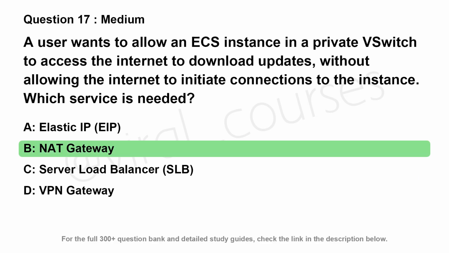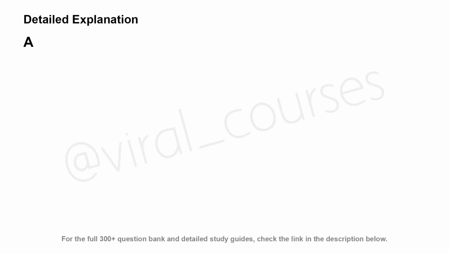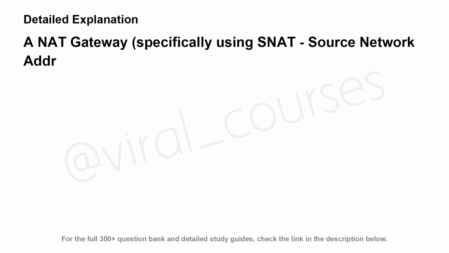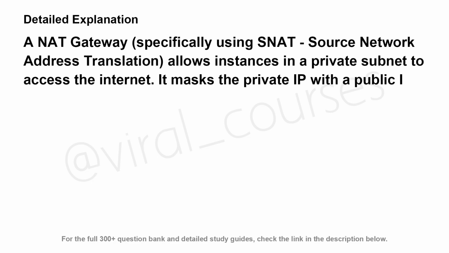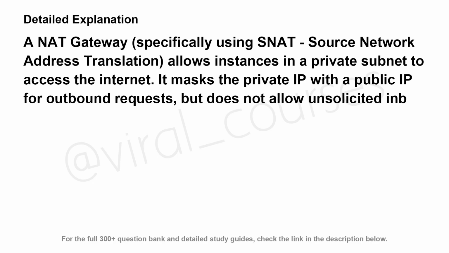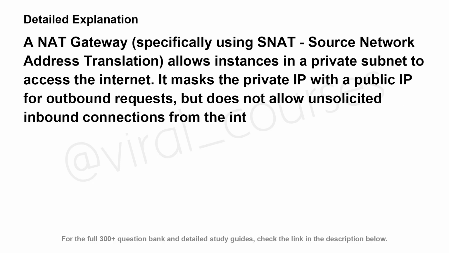The correct answer is B. A NAT gateway, specifically using SNAT, Source Network Address Translation, allows instances in a private subnet to access the Internet. It masks the private IP with a public IP for outbound requests, but does not allow unsolicited inbound connections from the Internet, maintaining security.